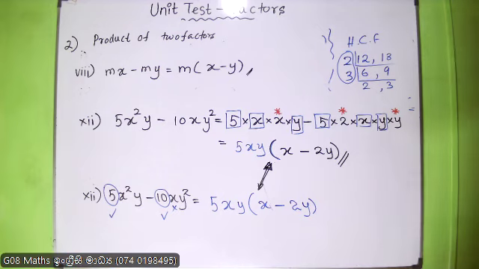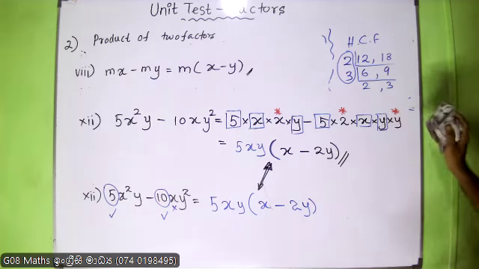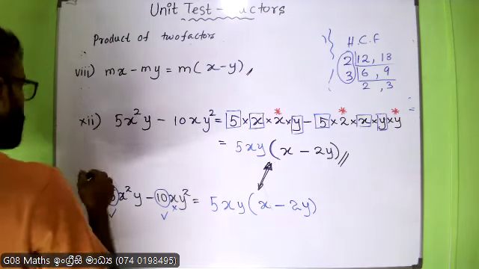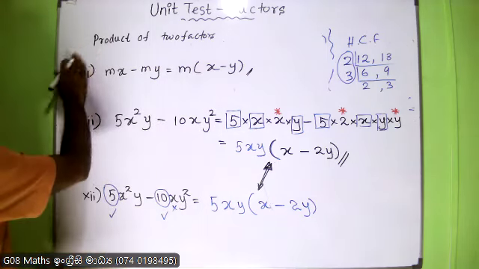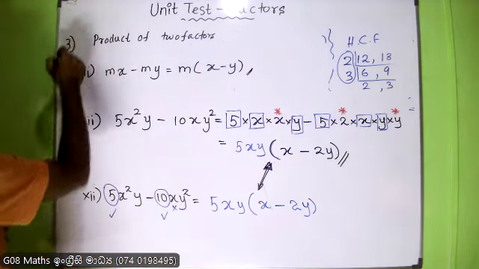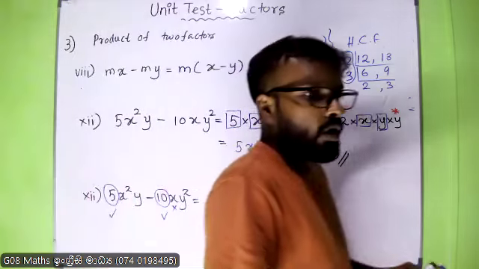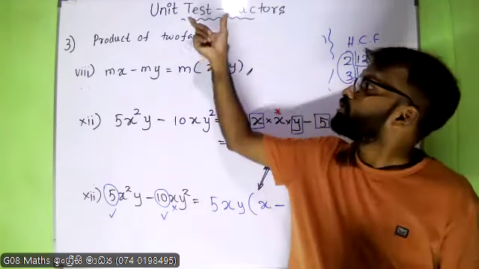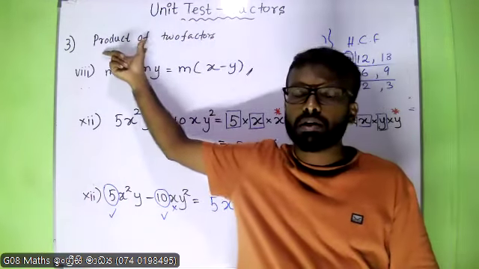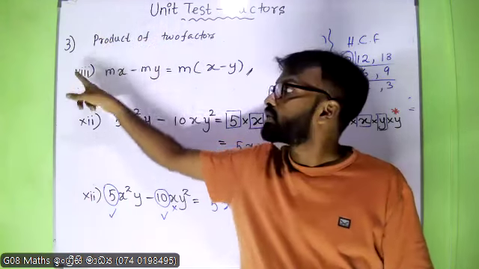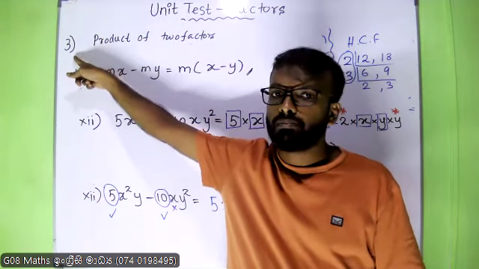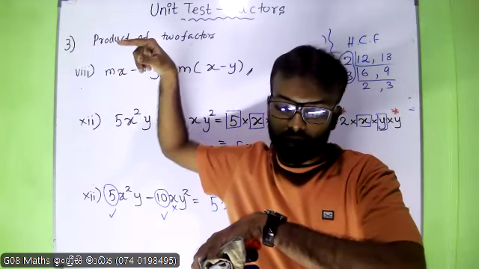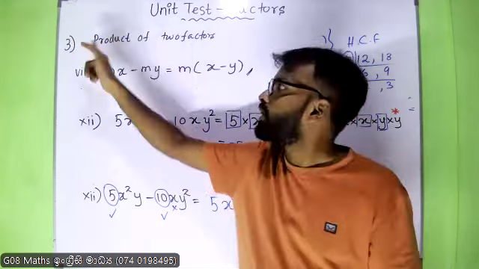Right, third one. So third one is also you have to write them as the product of two factors. Okay, so from here I will stop discussing the unit test factors. Next week let's discuss number part 3. It is already 1 hour and 15 minutes.